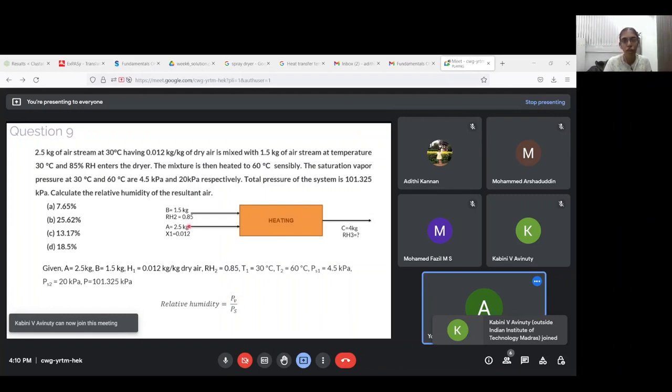So you already have the saturation pressure given at 30 degrees Celsius. So initially these two streams are going in at 30 degrees Celsius. So you have to calculate your X1 at 30 degrees, X2 at 30 degrees Celsius. So if you substitute the values of RH and your saturation pressure, what is the vapor pressure that you are getting?